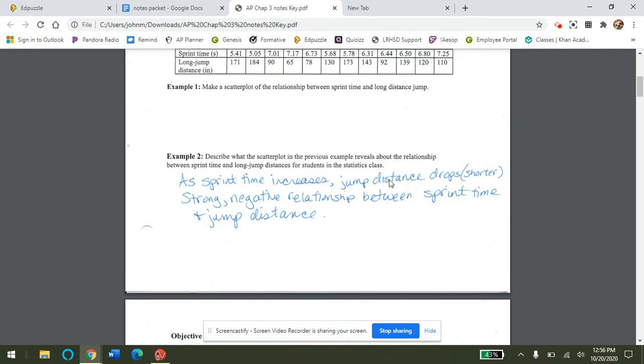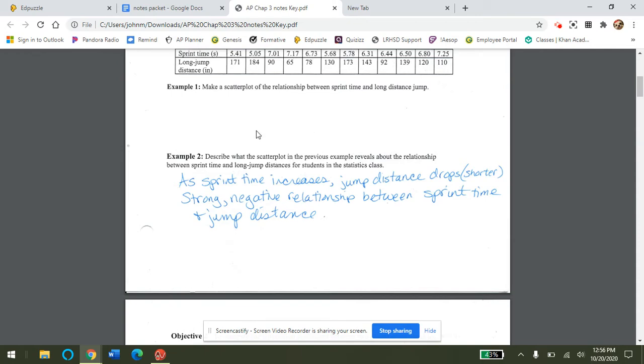This is an important statement. As sprint time increases, jump distance drops or gets shorter. Or you could go the vice versa. The faster you sprint, the longer the jump is. And you could describe it that way as well. So we made a scatter plot on the calculator. Check. Now let's talk about more to go with that.